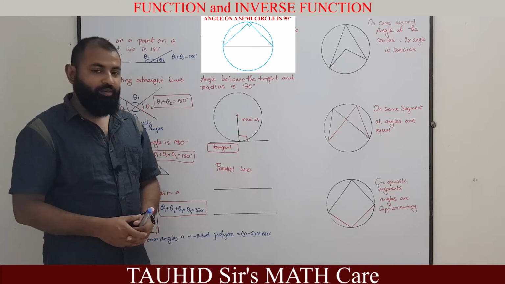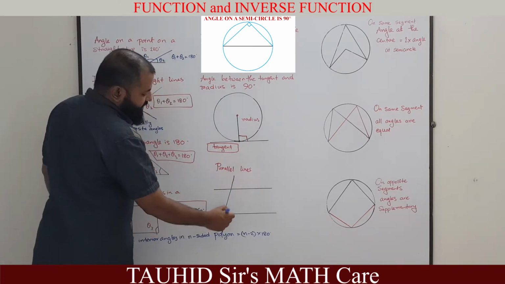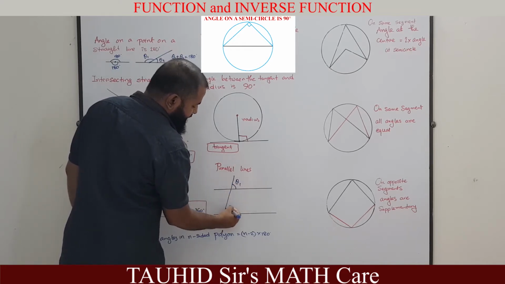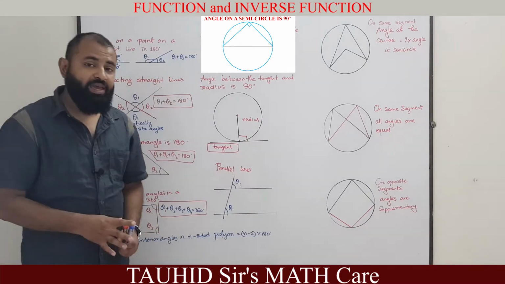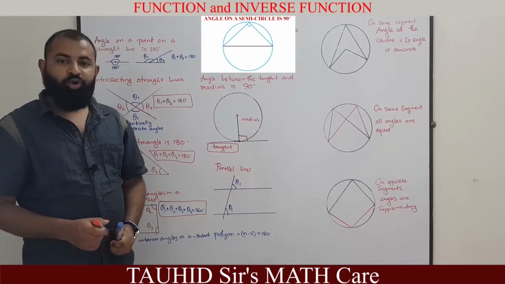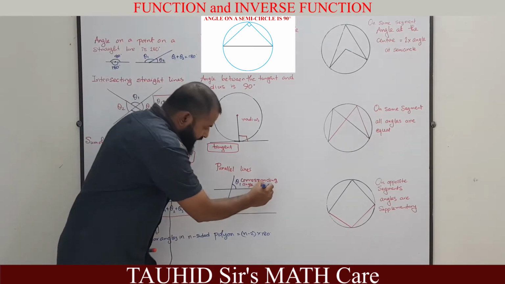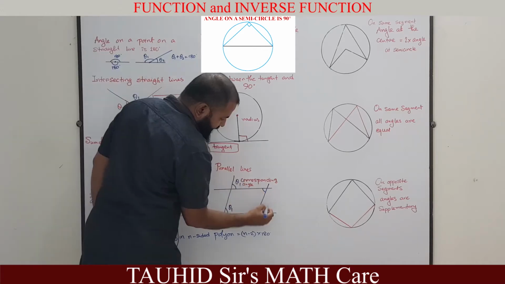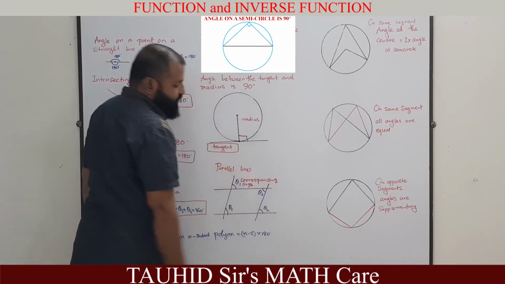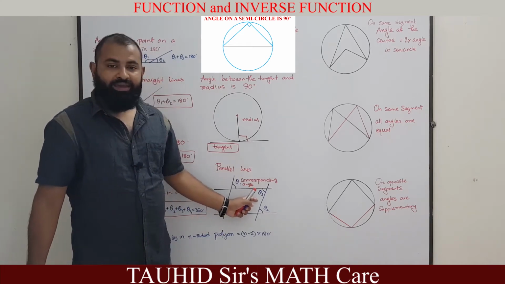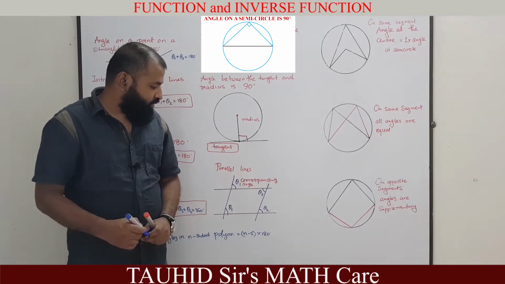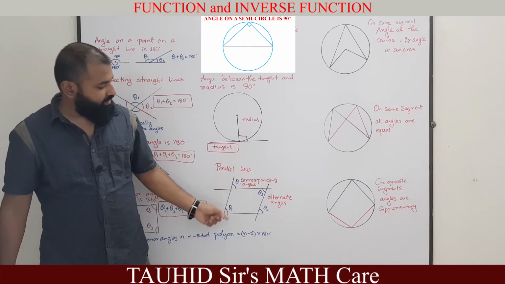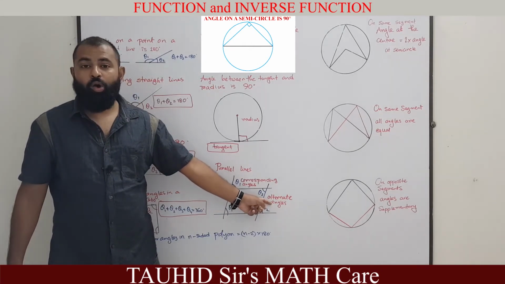Now we will see the angles in parallel lines. If a straight line intersects two parallel lines, this angle and this angle are equal, and this type of angle is called a corresponding angle. And if another straight line crosses these two parallel lines, the angles created in this way are also equal. This type of angles in the shape of Z is called alternate angles. Here, this angle and this angle are corresponding angles. This angle and this angle are alternate angles.